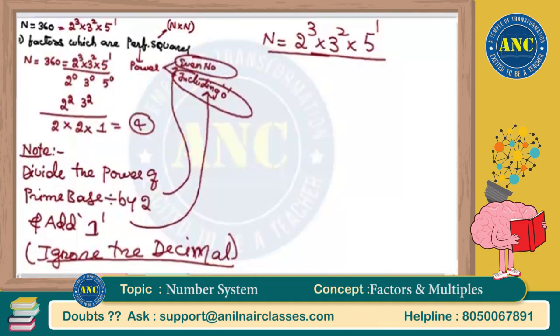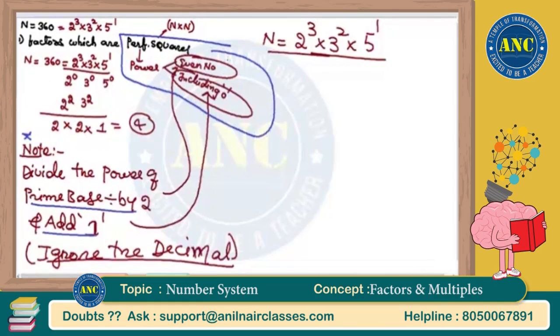Divide the power of a prime base by 2 and add 1. Why are we adding 1? I hope the concept is very clear why we are dividing by 2. This is the conclusion drawn from the definition of a perfect square. A perfect square will have a power that is either an even number or 0. Once you understand this, you can do it for larger powers.